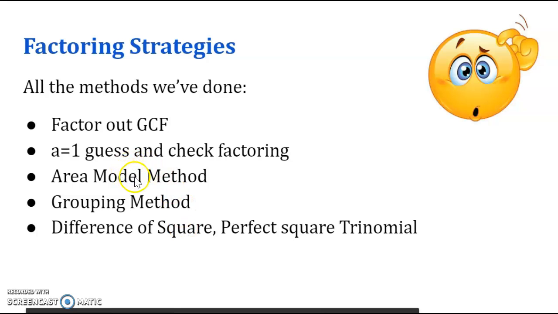That should definitely be coming into a factor. Well, there you go, factor. So let's always look for GCF first.